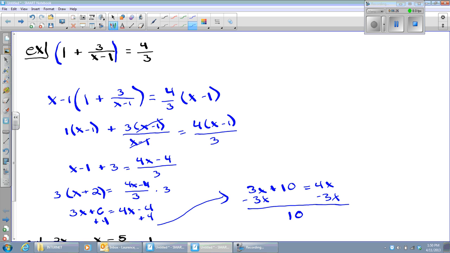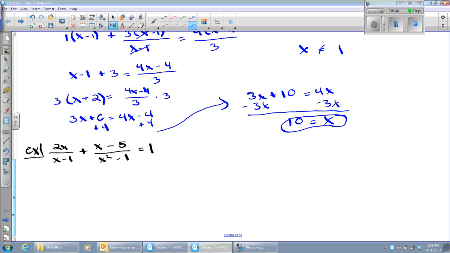So 10 is equal to x. That is our final answer. Our restrictions here, x cannot equal 1. All right, this last one.